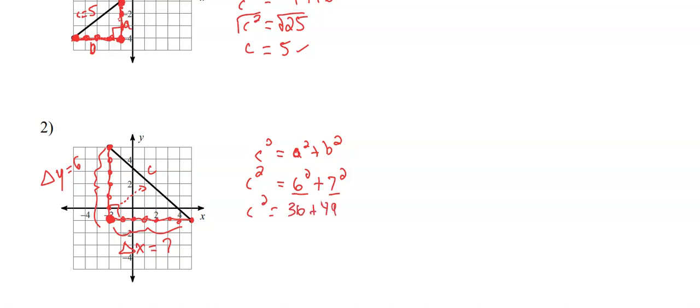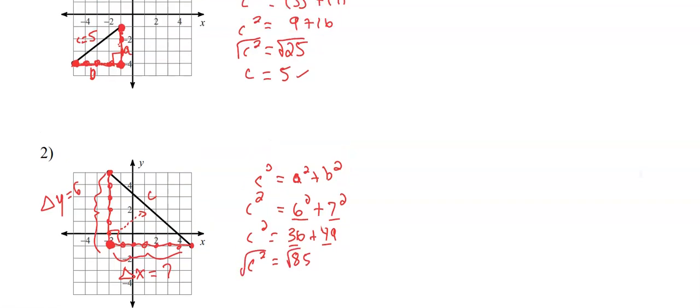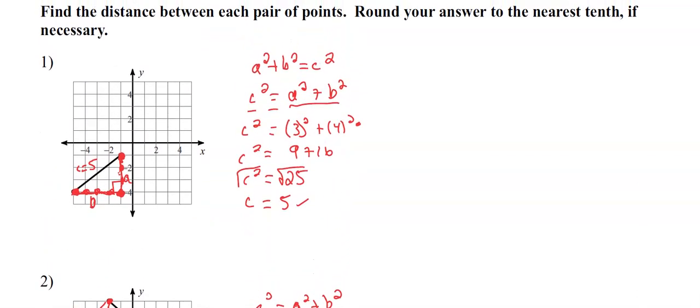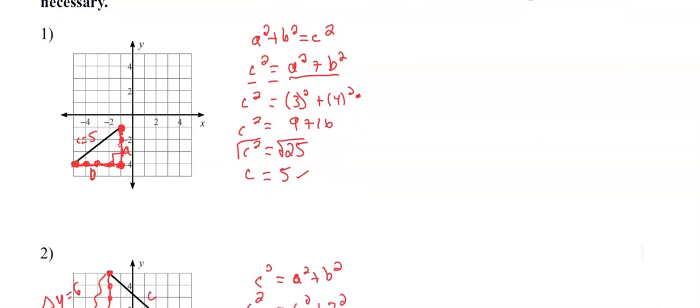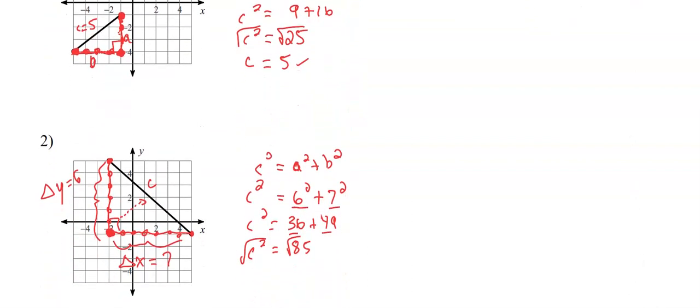Same process, solve this. 36 plus 49. 36 and 49 would give us, what, 85. Take our square root of 85. If you go back to our directions, the direction said round to the nearest tenth. If we look here, if necessary, this one will be necessary. So this we would throw into our calculator. Square root of 85 should give us 9.2.